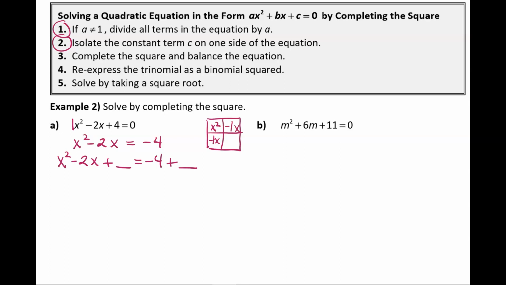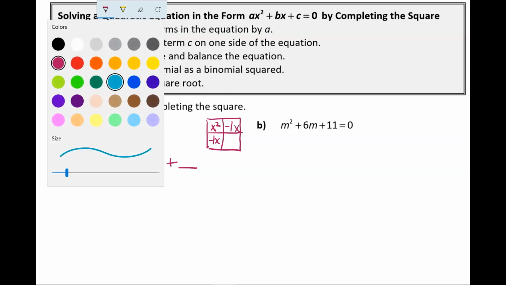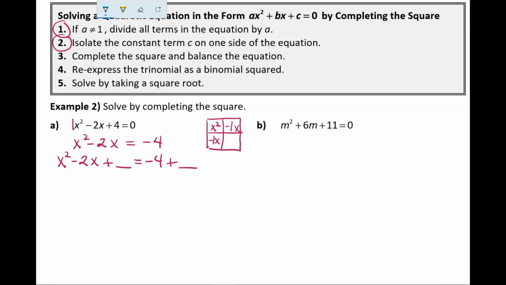Then we're going to try to construct the factors. Now, the factors for a square need to be identical. So x times x is x squared. The first term in each binomial is x. And then x times the next factor needs to be negative 1x. So the next term in each binomial is negative 1. Now, multiplying those negative 1's together, we get positive 1, and that will complete the square.